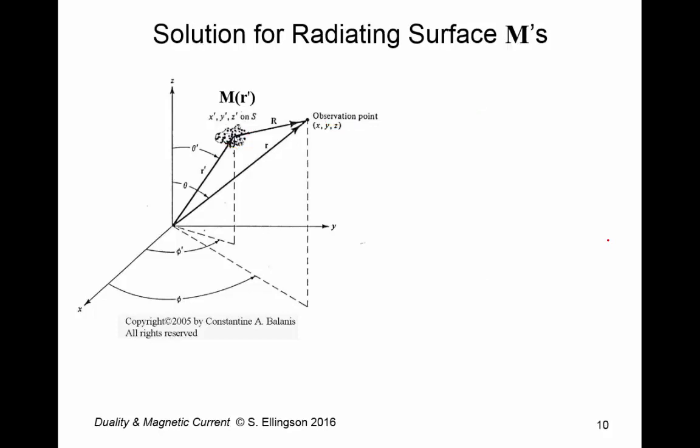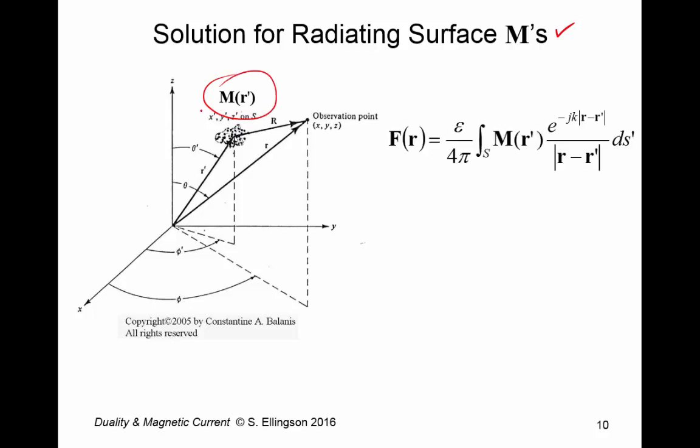For radiating surface M's, the solution is actually quite simple. All we have to do is apply duality. So now when we have M's out here, the problem goes like this.